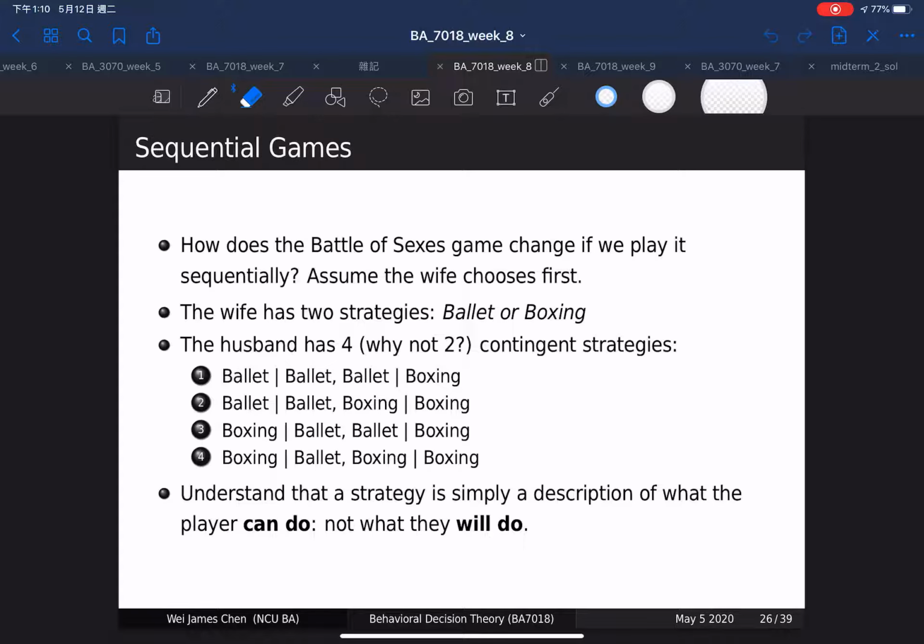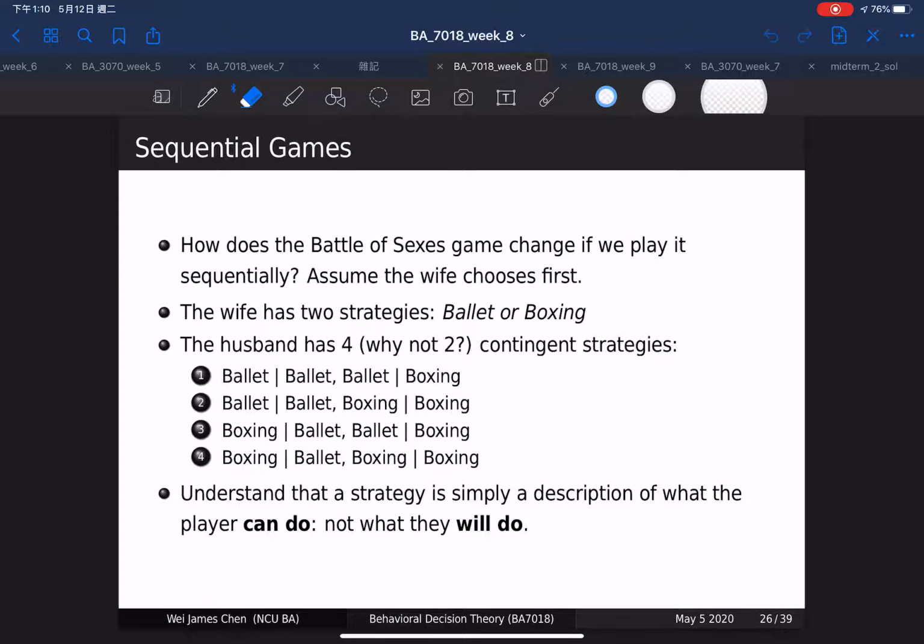Basically, people play by taking turns. That means sequential. Okay, so the example here is still the battle of the sexes game, but here we assume that the wife chooses first. Just like in many families, the wife is actually the master. Okay, so the wife chooses first, and now the husband actually has 4 strategies instead of 2. Okay, this is where strategy and action differ, which is really important.